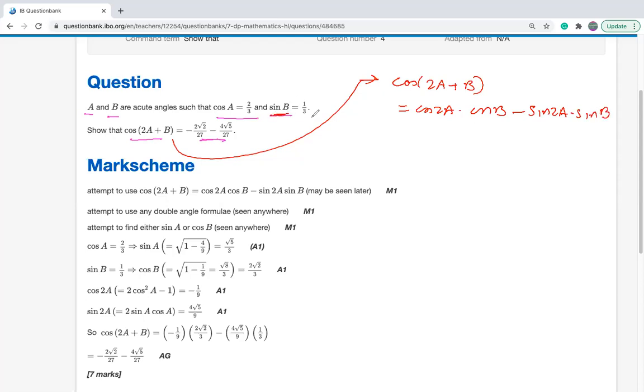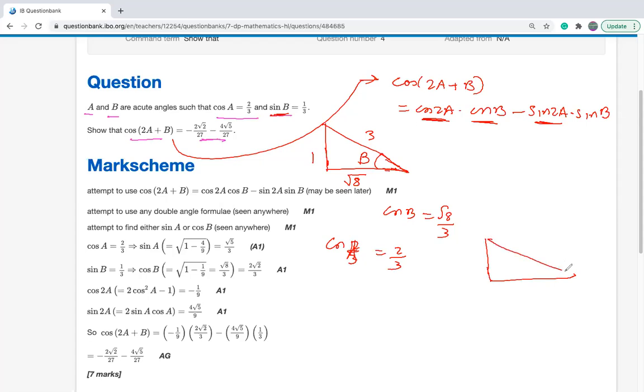Now we have sine B already, so I need cos B. In the basic triangle, we can say this is 1, this is 3, and this is going to be root 8. So cos B is root 8/3. Next, cos A has been given as 2/3, and we have to find cos 2A and sine 2A. So we first find sine A. Let's say this angle is A, this side is 2 and this is 3. This is going to be root 5. So sine A is root 5/3.